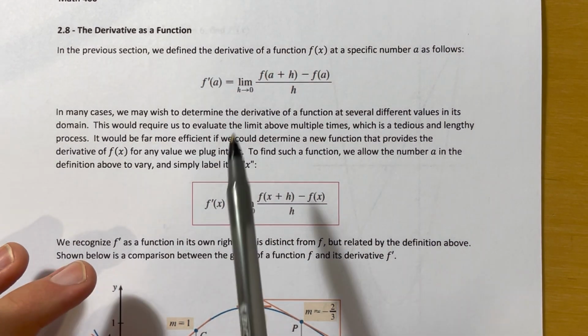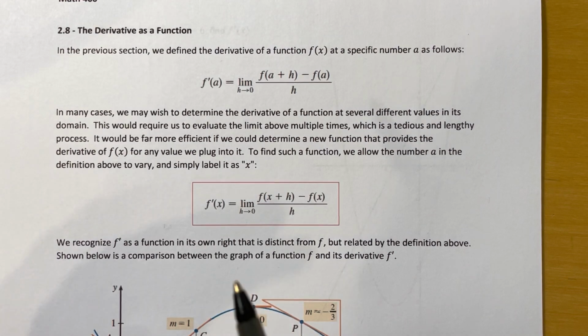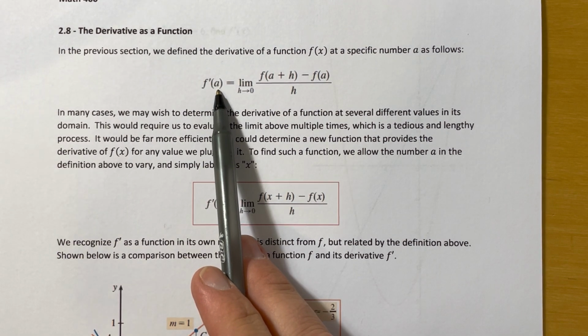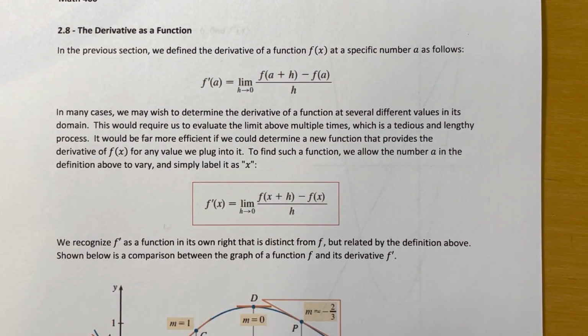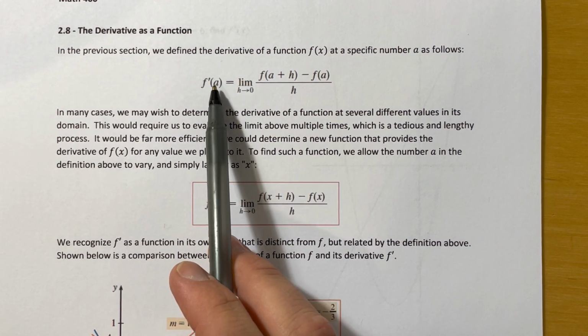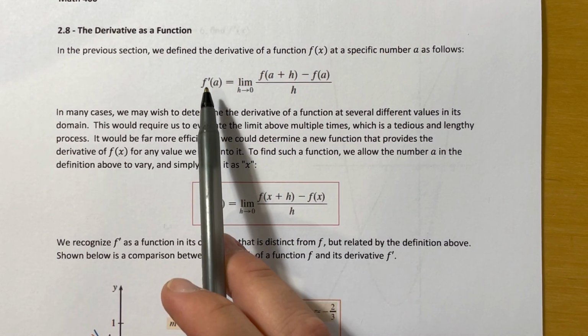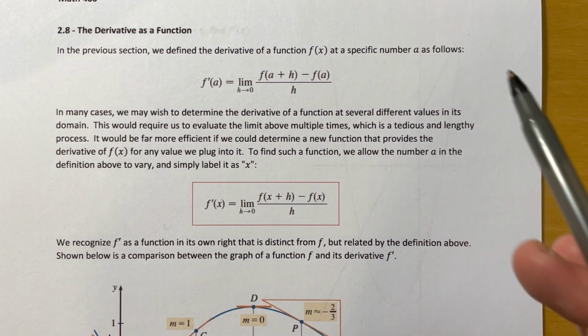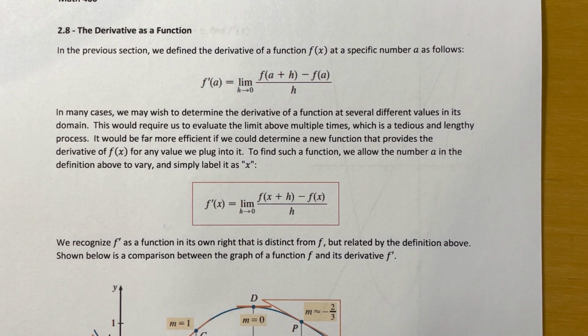Now, one of the examples we looked at in section 2.7 asked us to find the derivative of a function. I believe it was y equals the square root of x at some general number a. So it said find f prime of a when a is some positive number. It didn't give us something specific like a 1 or a 3 or anything like that. And when we did that, we ended up with an answer that looked like an expression in terms of a, as opposed to some number.